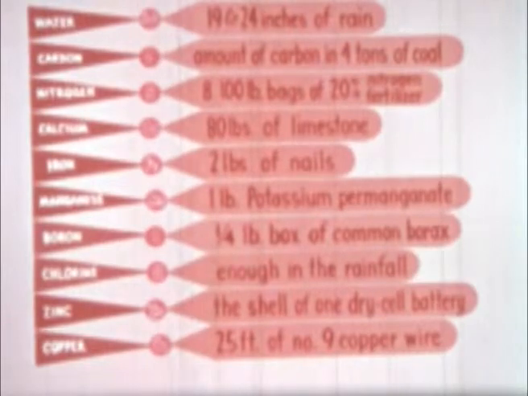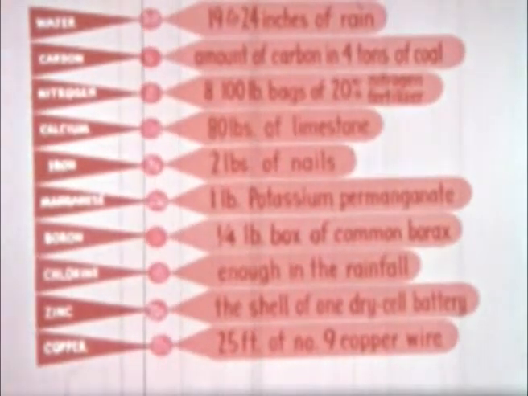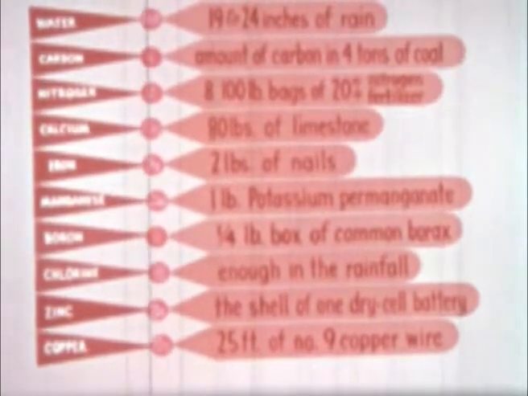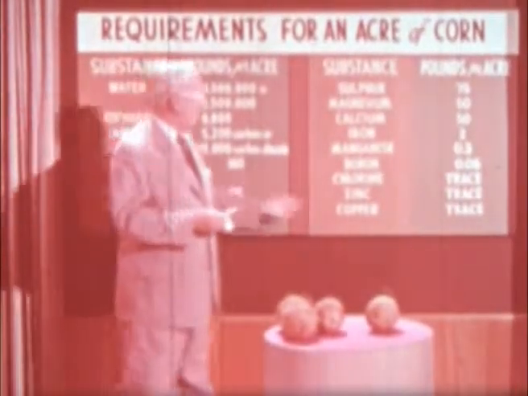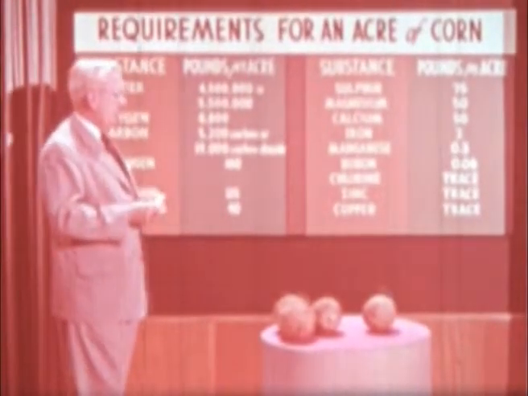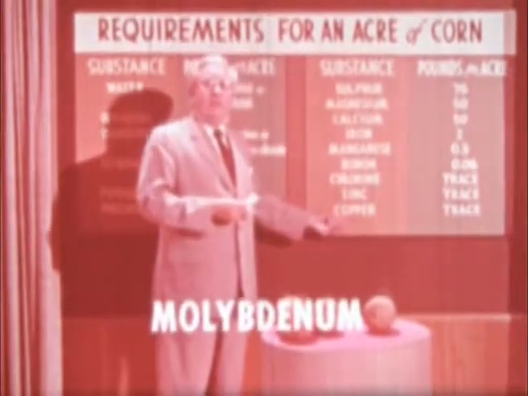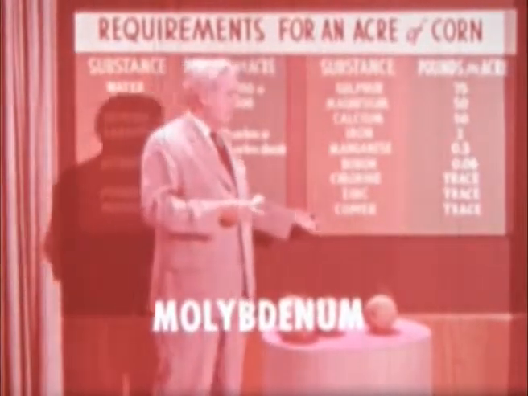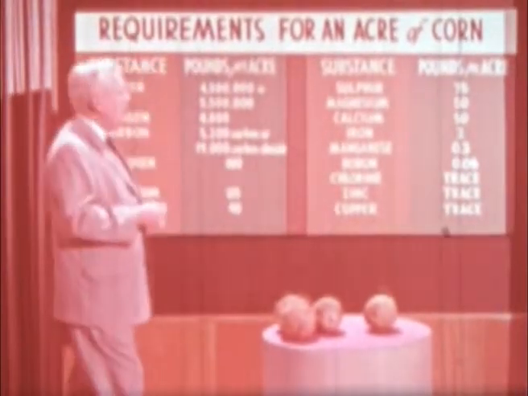And the chlorine, enough of this, would be supplied in the rainfall alone. The zinc, by the shell of 1 dry battery. And enough copper would be furnished by 25 feet of very thin copper wire. But there's one element which is missing. It was not known when this chart was originally drawn up. We now know that the element molybdenum is needed, and that a very tiny amount of this is enough for the growth of an acre of corn.